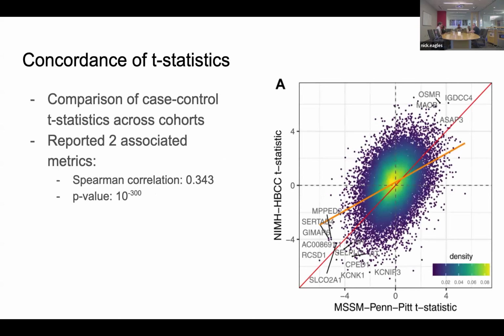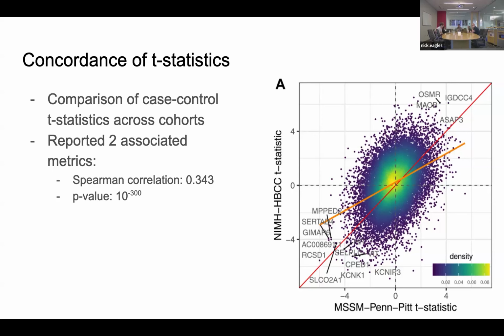One of the things they did was this, talking about case control t-statistics. They have one cohort on the x-axis and the other on the y-axis, and they're taking the case control t-statistics and just doing a scatter plot of those. And then they're reporting two associated metrics: the Spearman correlation of all the points, which is very high in this case, and the p-value associated with the correlation, which of course is very low with this amount of data.